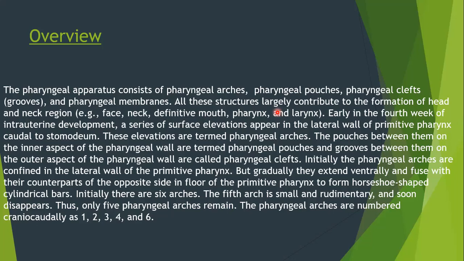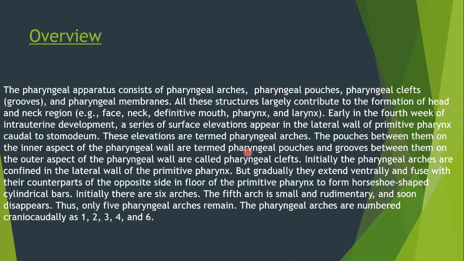So these elevations are termed the pharyngeal arches. Then we have evaginations of the endoderm between these pharyngeal arches on the inner aspect. Those evaginations appear like pouches, so the name pharyngeal pouches applies. Then we have invagination of the ectoderm between these pharyngeal arches on the outer aspect, and they are lined by the ectoderm, and they are known as the pharyngeal grooves or the pharyngeal clefts.